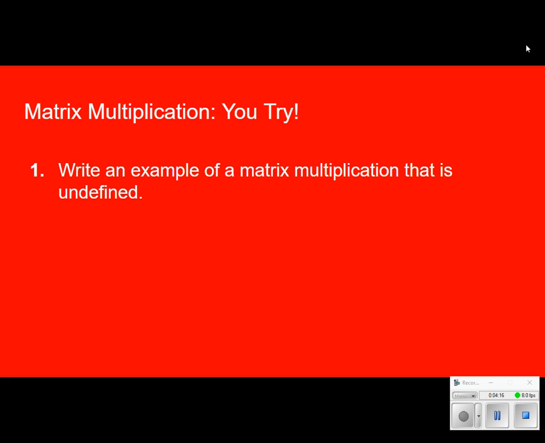All right, so I want you to write an example of a matrix multiplication that is undefined. So you're going to write two matrices, and you're going to show me based on their size. What I would do is write a matrix and put its size underneath, and then write a second matrix and put its size underneath. But when I go to try to multiply them, it's not going to work. So this is part of your lesson assignment.